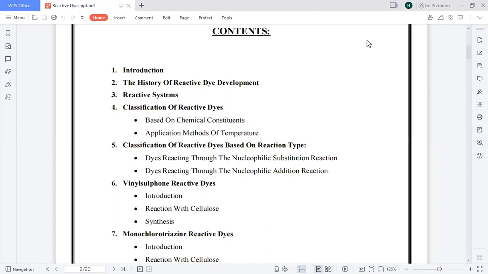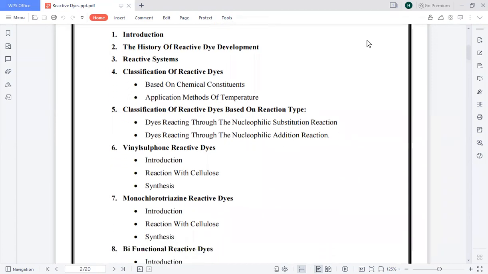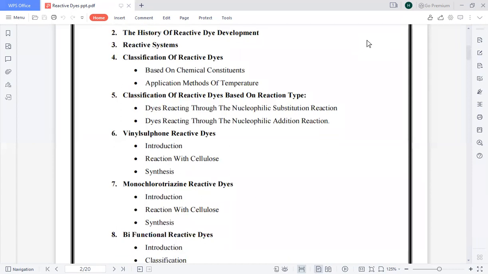The second one, application methods of temperature. Fifth one is classification of reactive dyes based on reaction types. Further, this includes two types: dyes reacting through the nucleophilic substitution reaction, and the second one is the dyes reacting through the nucleophilic addition reaction. So sixth one is the vinyl sulfone reactive dyes, in which we further study their introduction, their reaction with the cellulose, and their synthesis mechanisms.